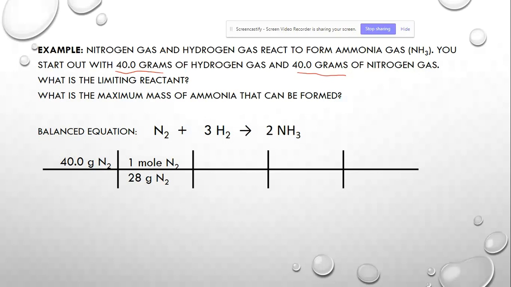And now we can use the balanced equation to go to product. Here is the product side of things. So we're trying to get to that side of things.